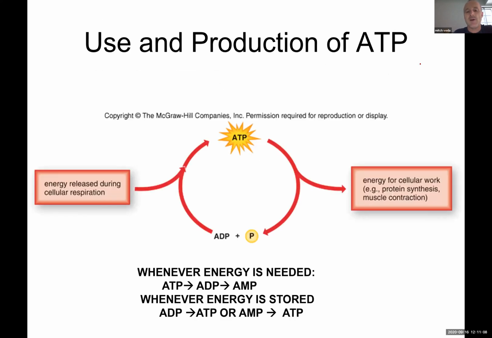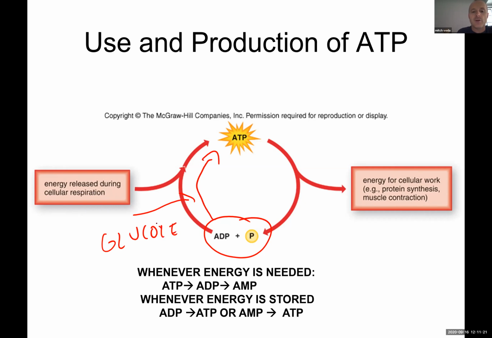Here, you can see the cycle, or the recycling, of ATP. ADP plus phosphate turns into ATP when energy comes from glucose. The process is called cellular respiration. Now, when energy is needed for the cell, boom, energy is released, and it turns into ADP and phosphate. This is going to keep going back and forth. So basically, ATP is recyclable.